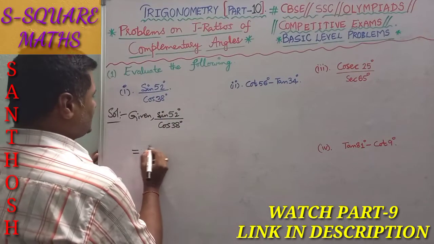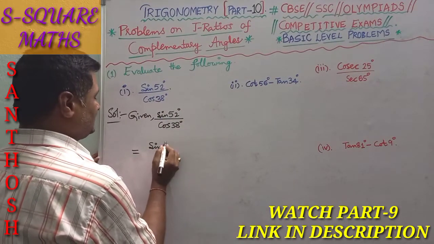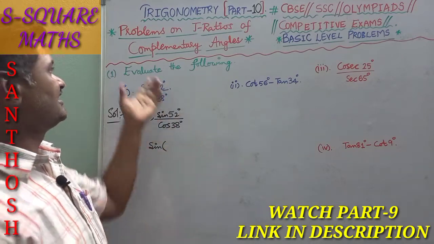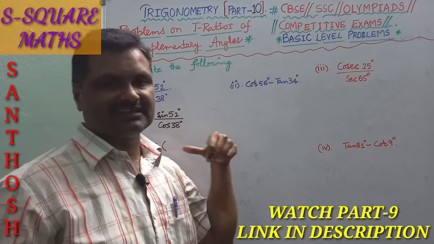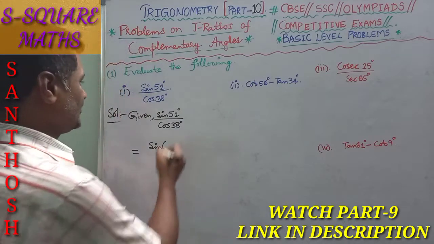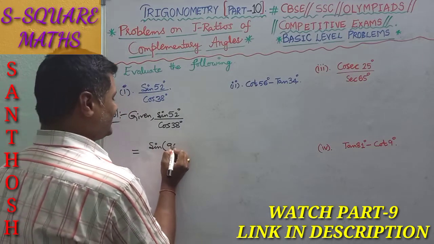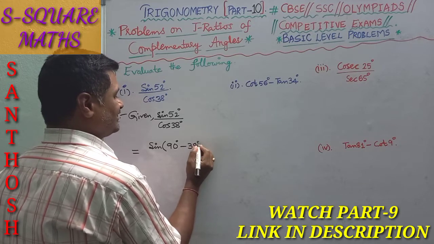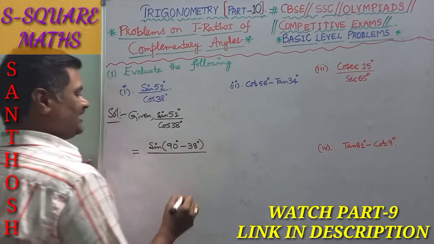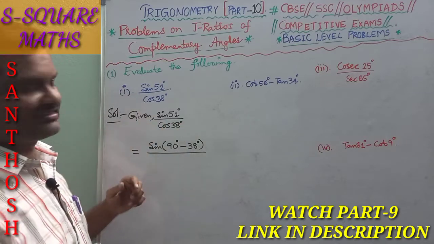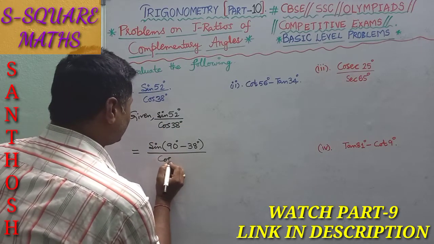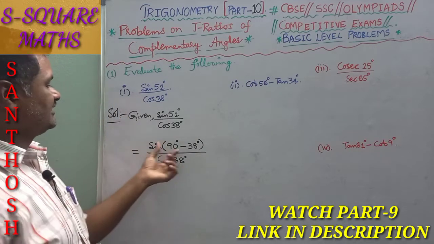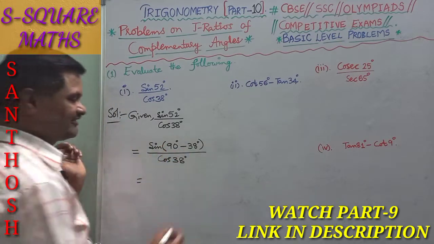Now sine 52 degrees can be written with respect to 90. Since we are discussing complementary angles, with respect to 90 degrees, 52 degrees can be written as 90 minus 38 degrees. 90 minus 38 gives you 52 degrees, divided by cos 38 degrees. So this is in the form of sine of 90 minus theta.